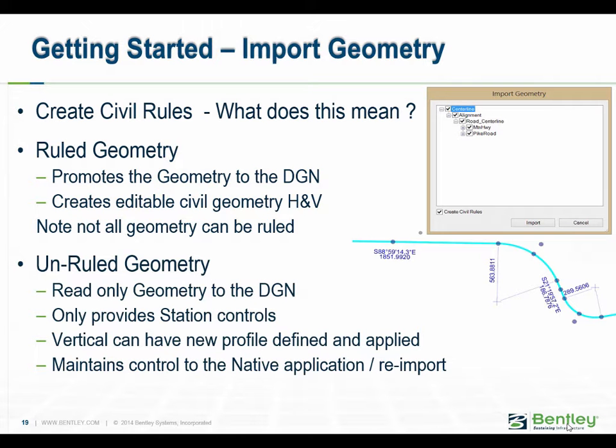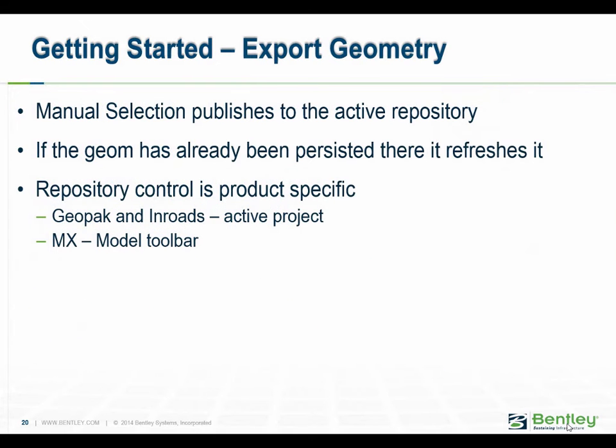If we can't rule it, what does it give us? Well, it gives us geometry that we can use and work with in the DGM. It's still geometry, we can offset from it, we can hang corridors on it, we can modify the station controls and add station equations. We can override the vertical, give it a new vertical profile. So it gives us the ability to still continue to work and evolve off that design whilst maintaining the horizontal representation that's being controlled by the native product, where we can then re-import it.